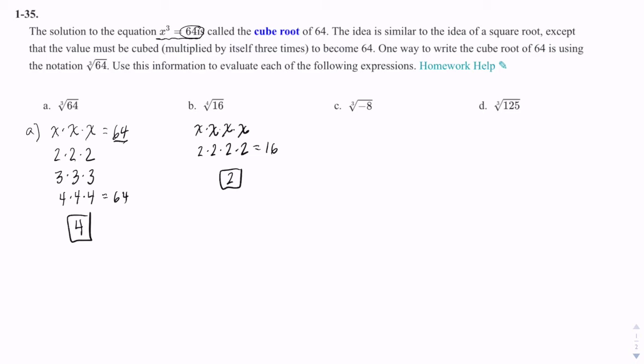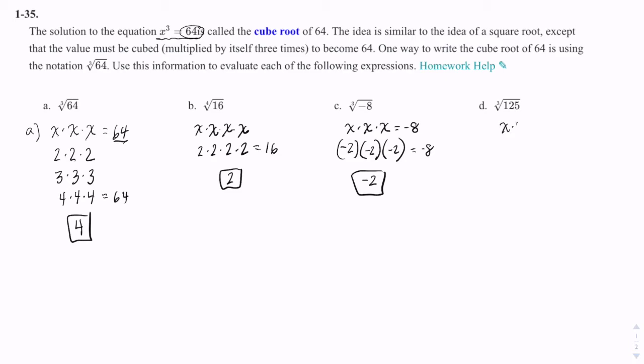For C, I have what times itself 3 times, because it's cube root, is -8, right? So a number times itself 3 times, and I need that to be -8. So I know the number needs to be negative, right? The only way I'm going to get negative is with negative. So I'll try -2. Again, if you didn't notice, I'm starting with low numbers, right? And I'm working my way up. So -2 times -2 is 4. 4 times -2 is -8. So I got it on the first shot, right? It's -2.